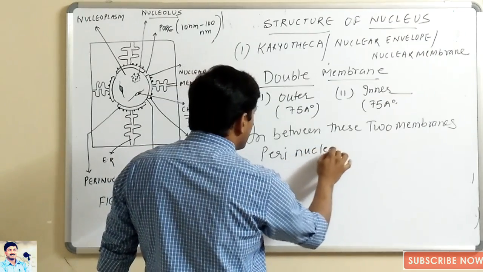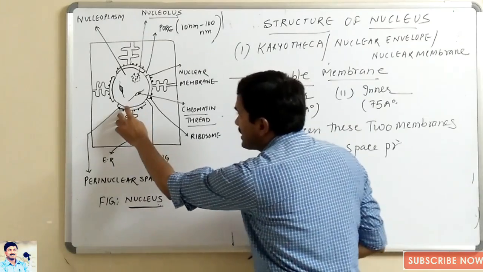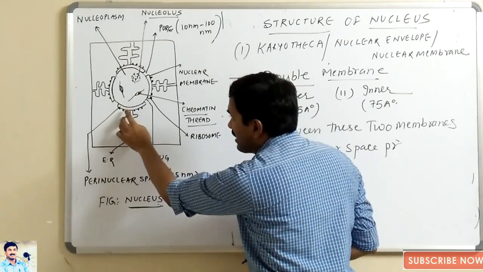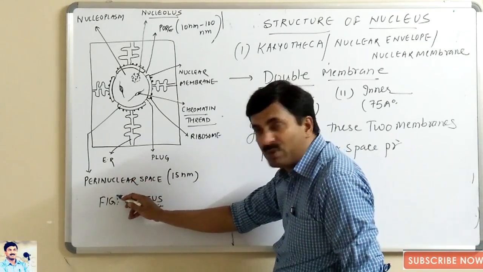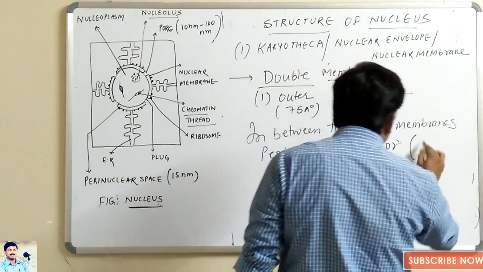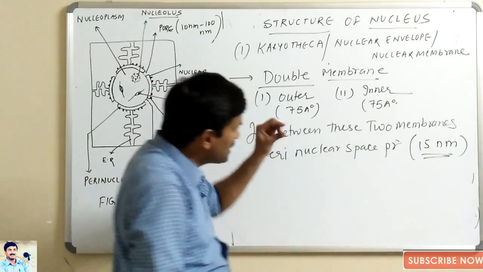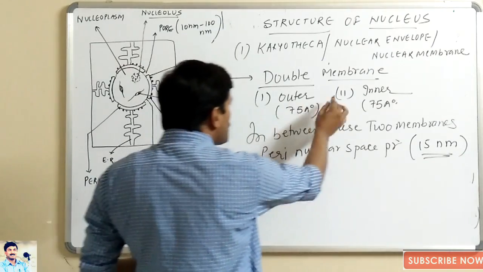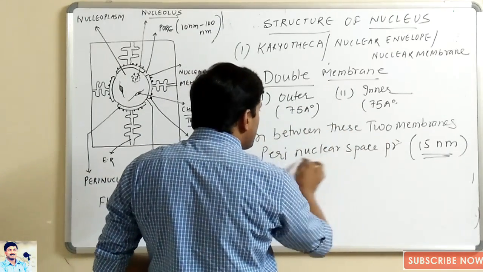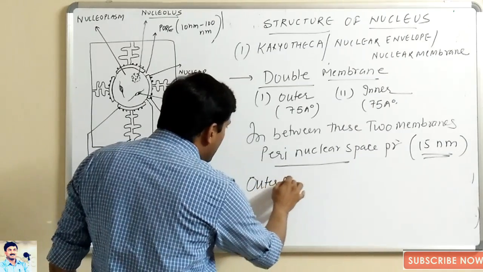In between these two membranes, perinuclear space is present. Are you able to see? This is outer membrane, this is inner membrane, and in between the outer and the inner membrane, what is present? Perinuclear space is present, and it is of what? 15 nm. This space is having the size of 15 nm.